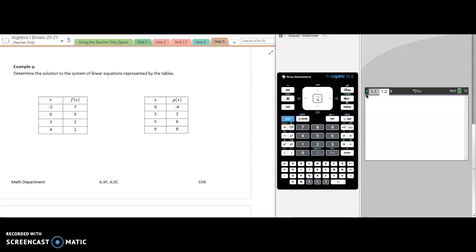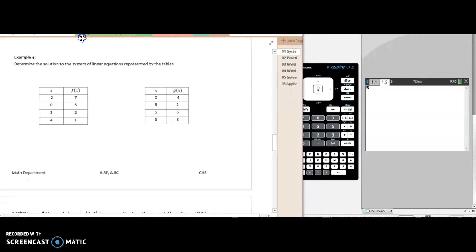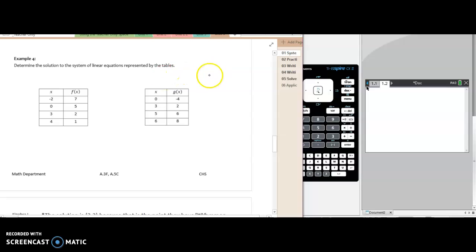Okay, so the last video ended abruptly, but that's because we only have 15 minutes on these videos. So we're going to go to example 4 first before we move on to ways to solve using LinSolve. So we need to talk about finding the solution to systems of linear equations from tables again.